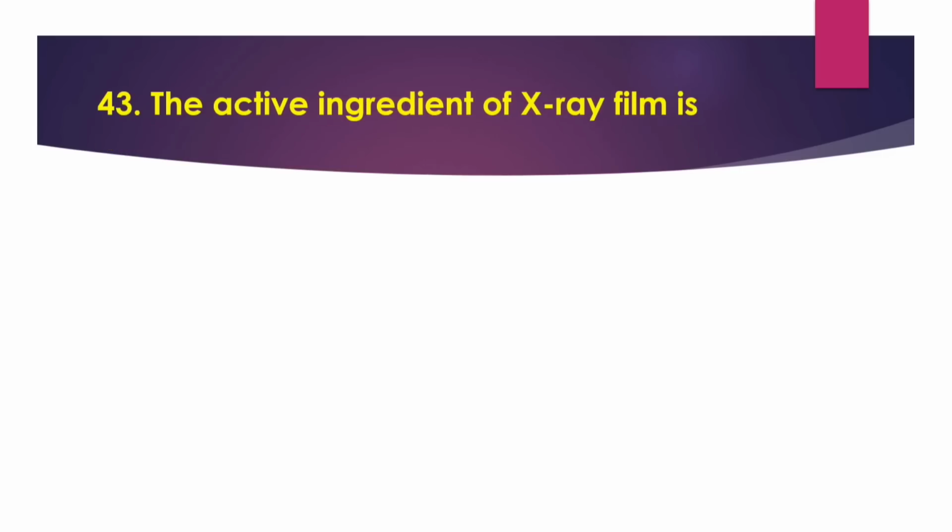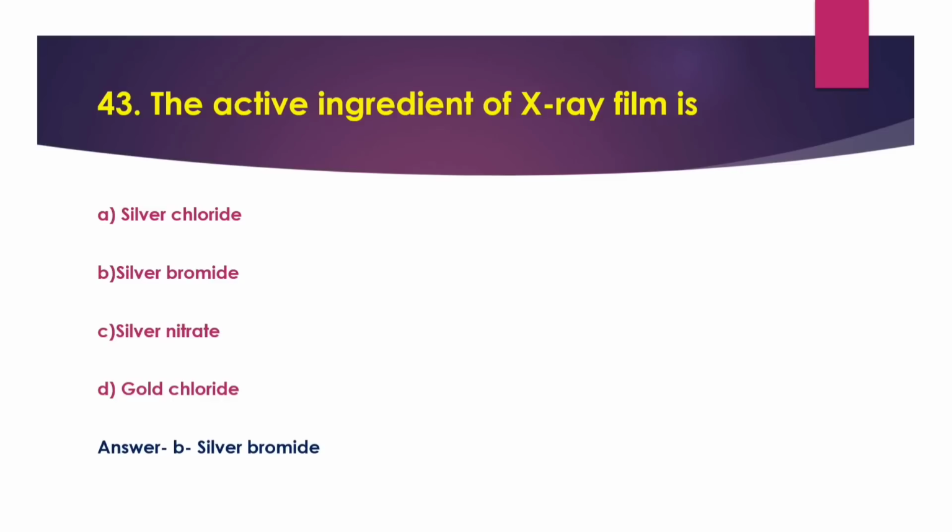Moving on to the next question, question number 43. The active ingredient of X-ray film is: option A, silver chloride; option B, silver bromide; option C, silver nitrate; and option D, gold chloride. The answer is option B, silver bromide. It is a widely accepted ingredient in X-ray film.